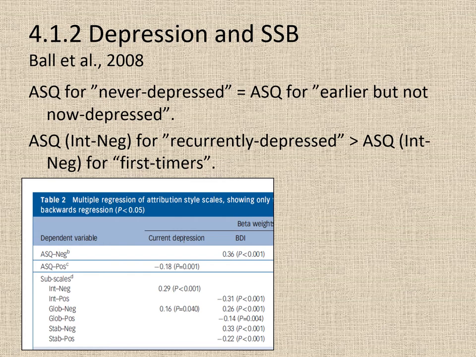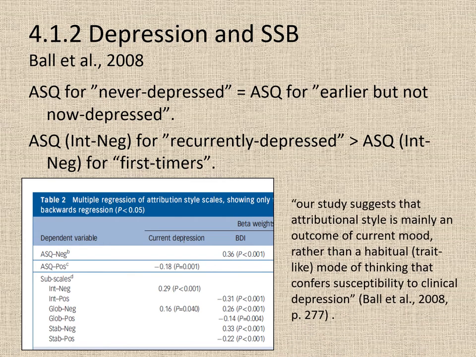It's rather that our mood state for the moment has an effect on how we attribute. So if we are in a depressed mood for the moment, then we tend to explain negative events with internal, stable and global factors. So it's directly the opposite conclusion compared with the previous study. In this study, they draw the conclusion that depression or mood has an effect on attribution rather than the other way around. Okay, so I guess the jury is out on this.